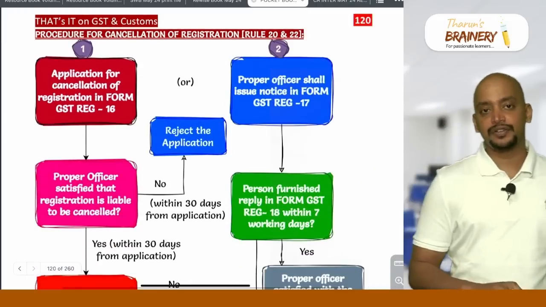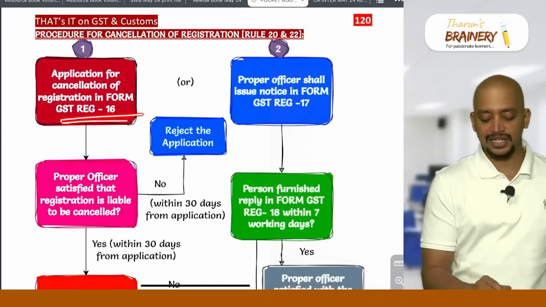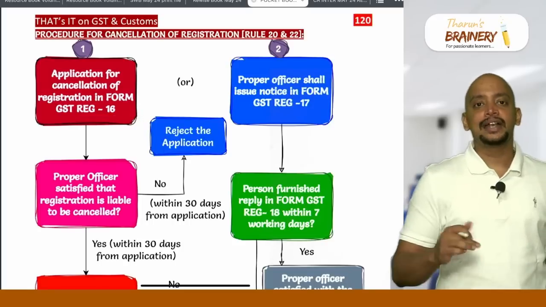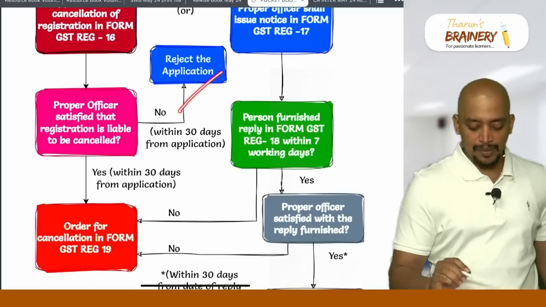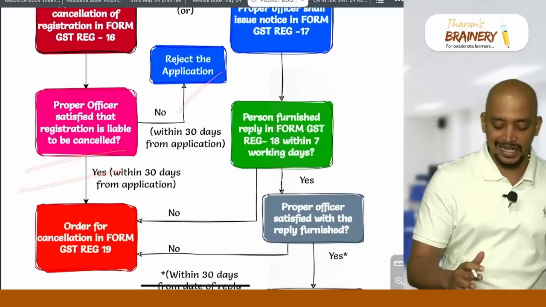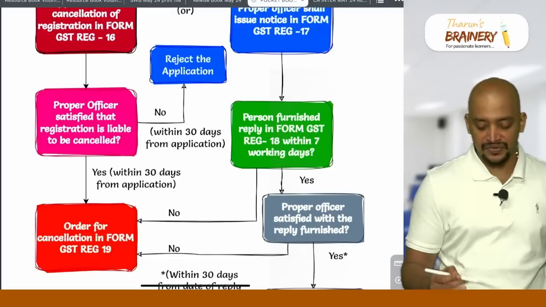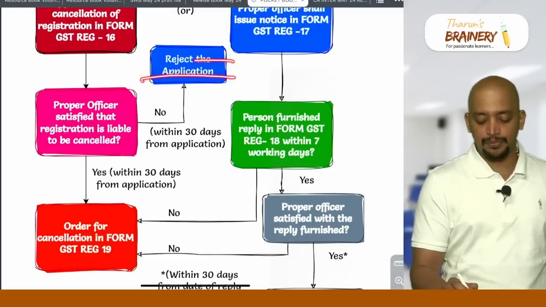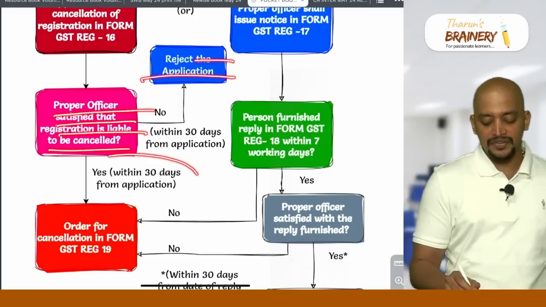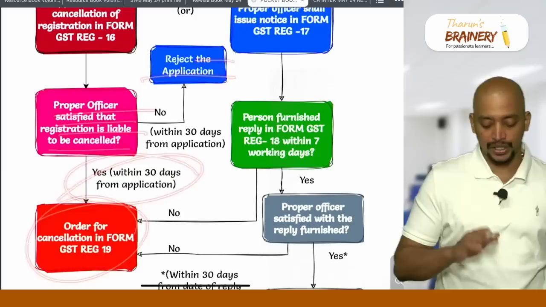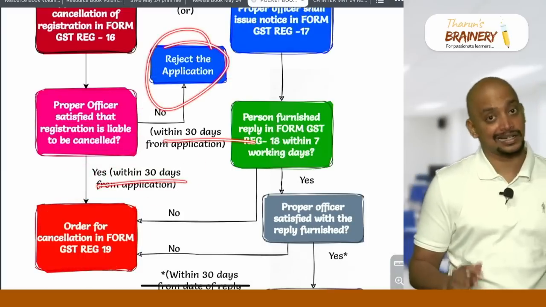Now see the procedure for cancellation of registration. If the application is made by the registered person, the application is in REG 16, and thereafter within 30 days the proper officer should decide either to reject the application or to grant the cancellation. If the proper officer is satisfied that registration is liable to be cancelled, within 30 days they will pass an order for cancellation. If not satisfied, they will reject the application, but this has to be done within 30 days.